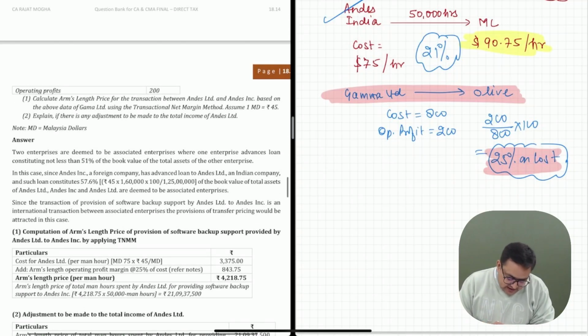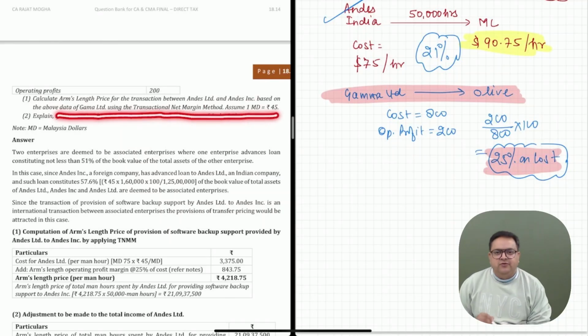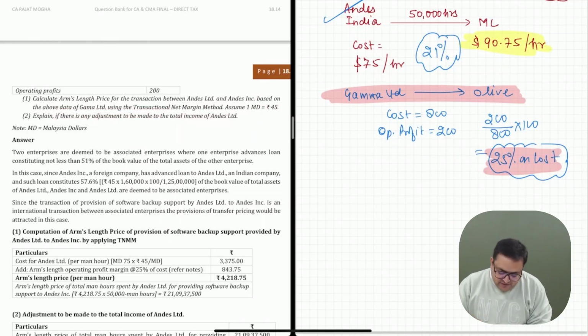Okay. Calculate arm's length price for the transaction between NDs and NDs Incorporation based on the above data of Gamma Limited using transactional net margin method. Assume $1 is equal to 45. That's okay. So what is the transaction net margin method? Simple. Start with our cost. Our cost is how much? $75. First I'm calculating it for 1 hour, then I'll multiply it accordingly by the currency rate and by the number of hours also.